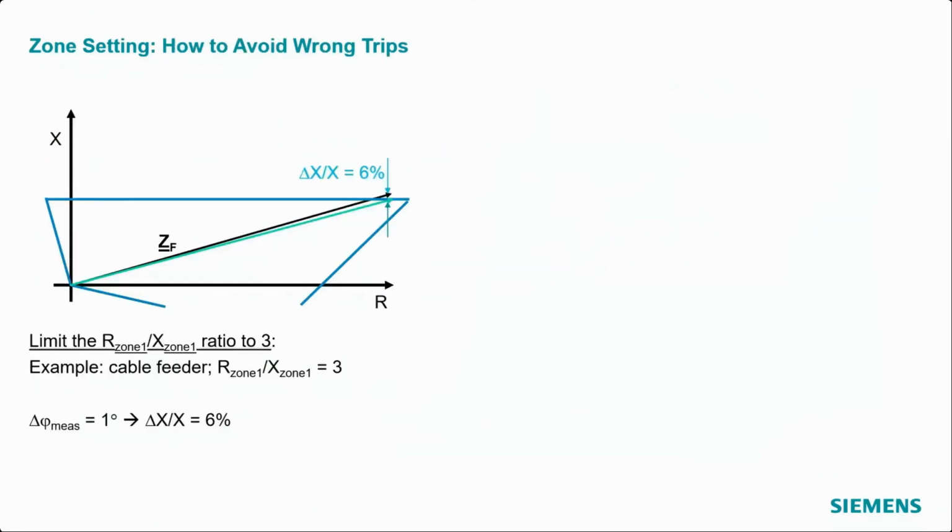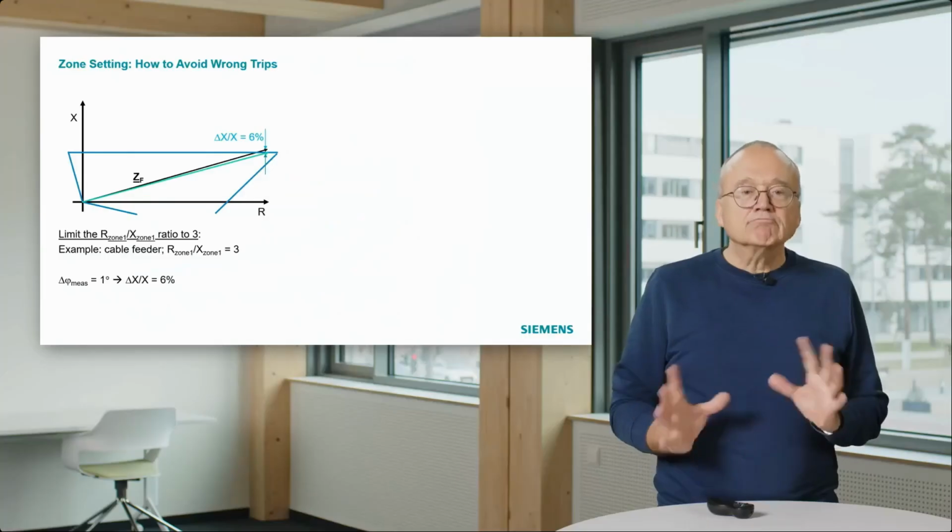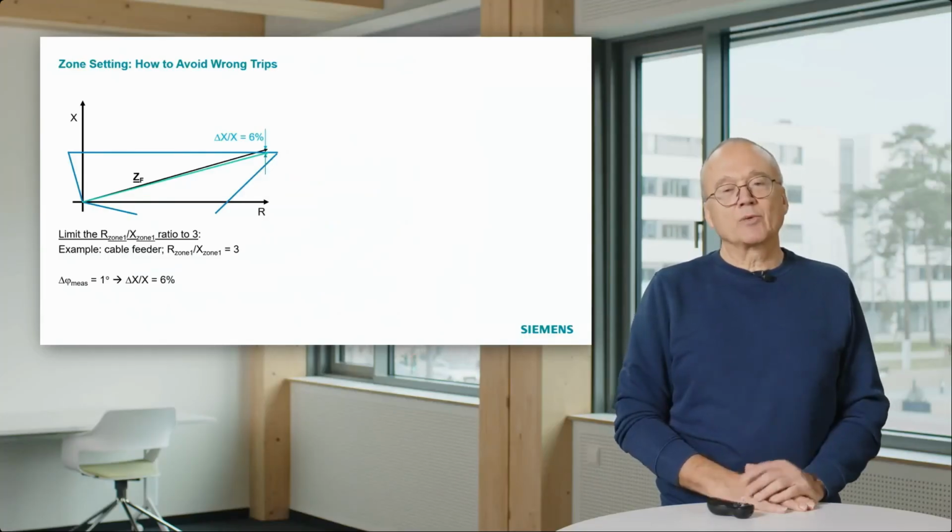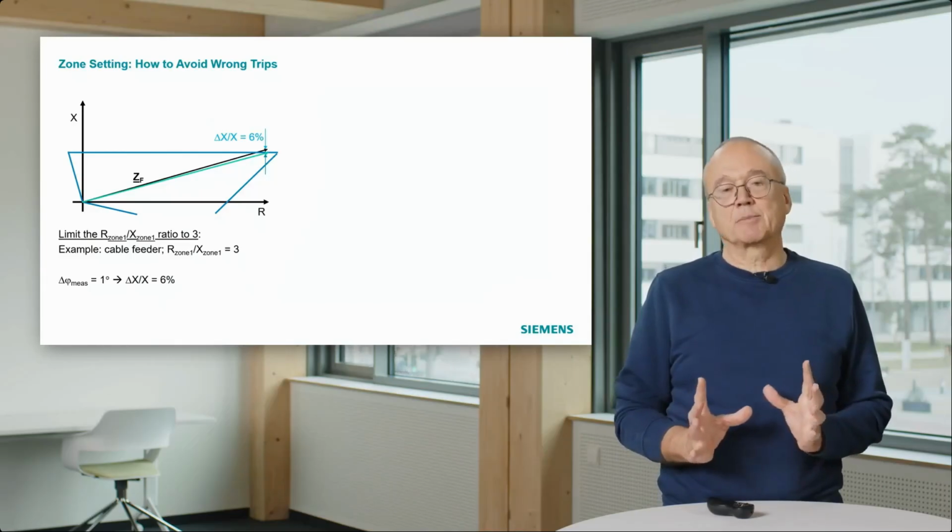This shows the example. If we limit the setting to 3, then a fault at the end or a little bit outside with a certain fault resistance would end up there. If we measure this fault with an angle error of 1 degree, we would get this 6% reactance measurement error. And that is in the range where we could say, okay, it's acceptable.